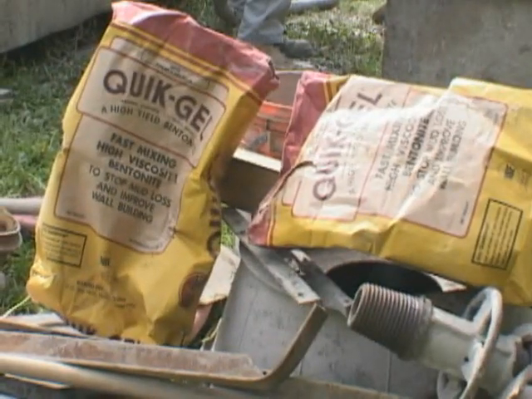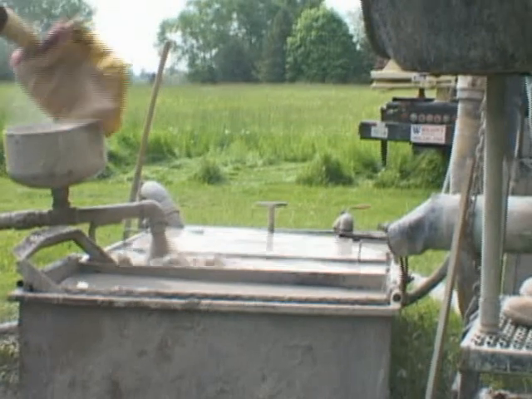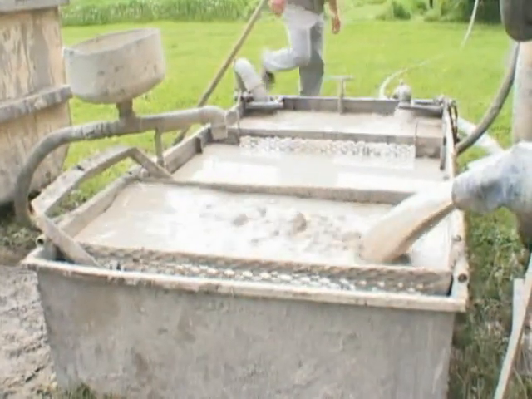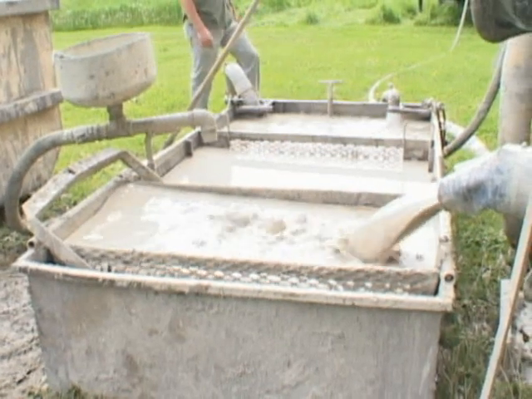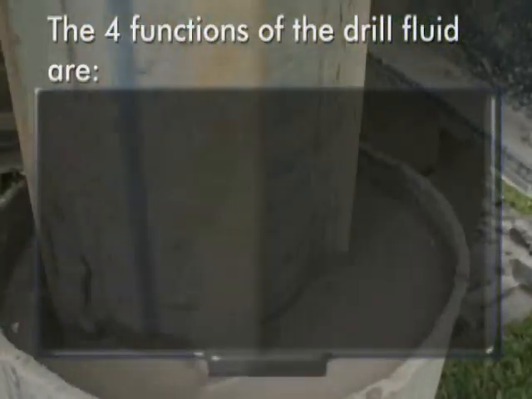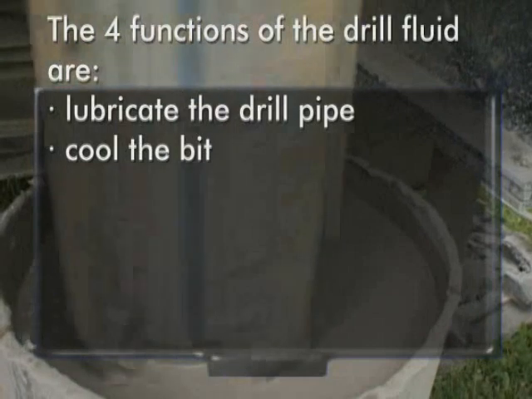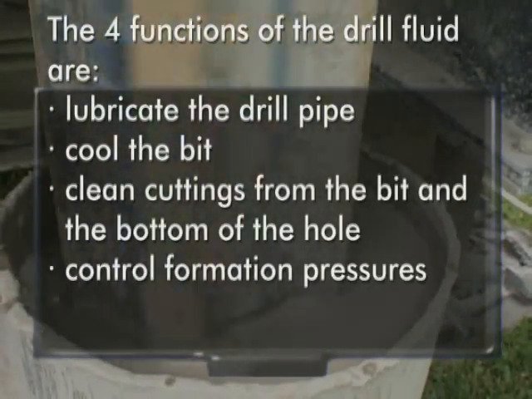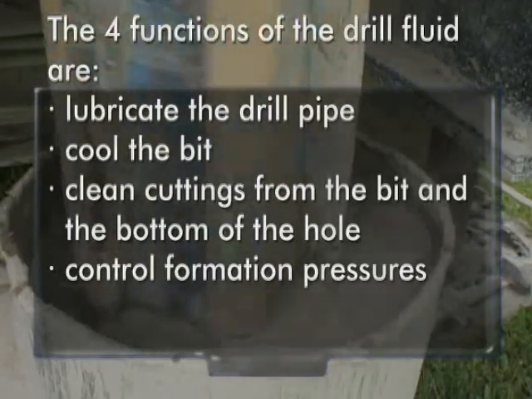The mud flushing media is composed of bentonite and water, which are mixed in the hopper prior to the drilling operation. This mixture performs 4 important functions simultaneously. Lubricate the drill pipe, cool the bit, clean and remove the cuttings from both the bit and the bottom of the hole, as well as control formation pressures.